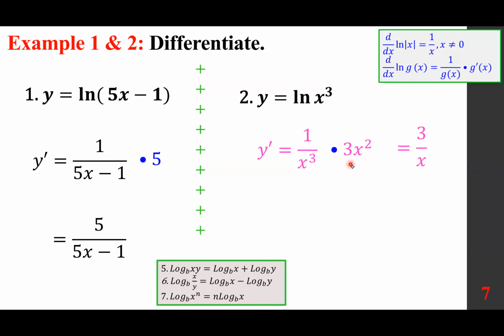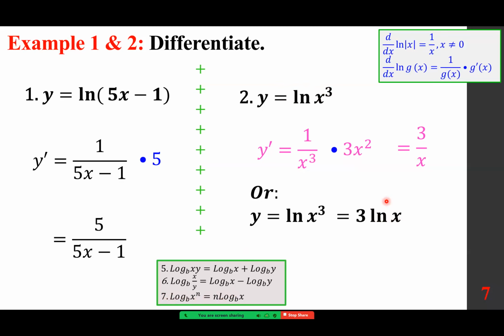Right, everybody? 3 over x, and you're done. Now, there is a second method, and that requires knowledge of logs. In this case, it doesn't make any difference. I can simplify this by using the power rule and put the 3 in front. And now when I want to differentiate, basically I'm dealing with ln x, because 3 remains, and then ln x simply gives me 1 over x, and the result is 3 over x.